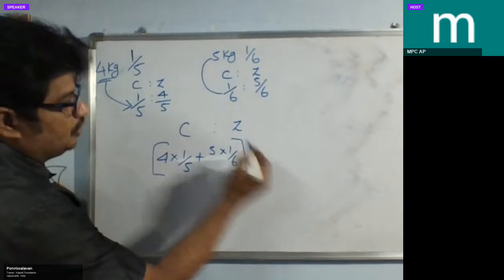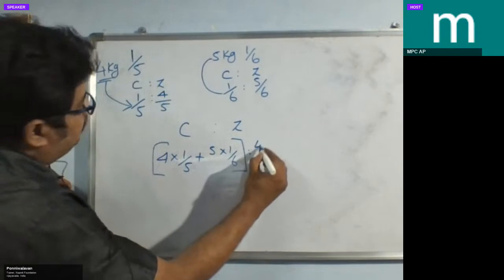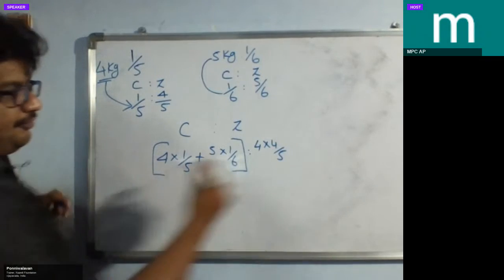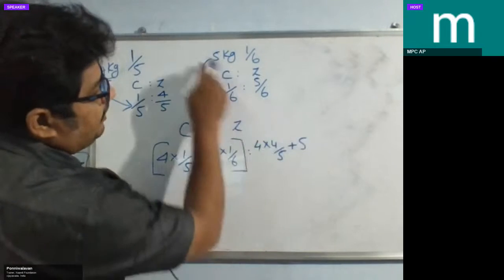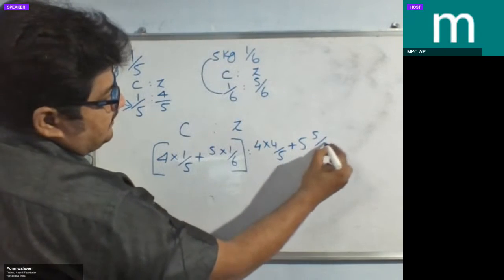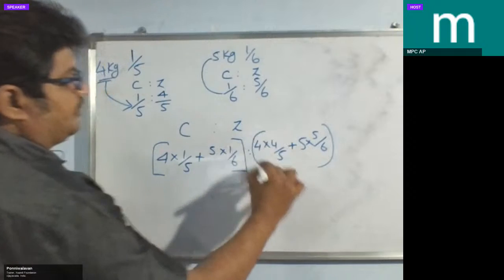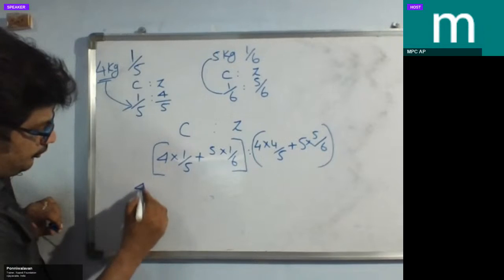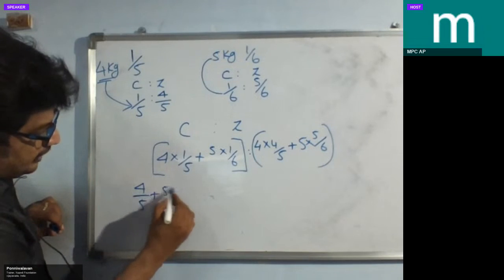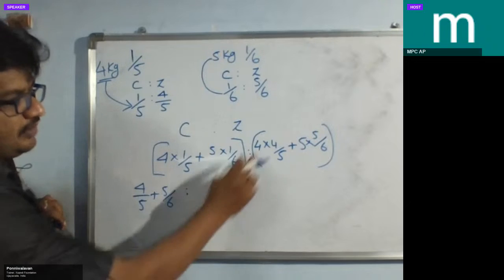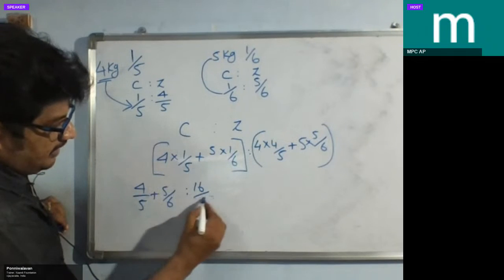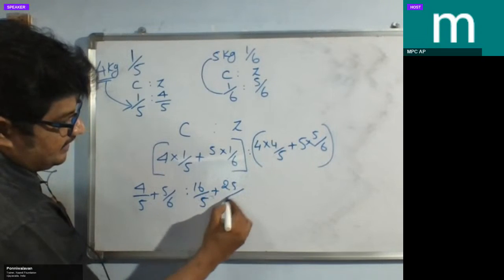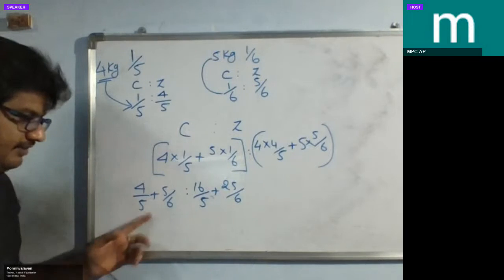Now do the same with zinc. 4 kg of 4 by 5 plus 5 kg of 5 by 6. It will become 4 into 4, 16 by 5, plus 5 into 5, 25 by 6. For 5 and 6, what is the LCM? 30.